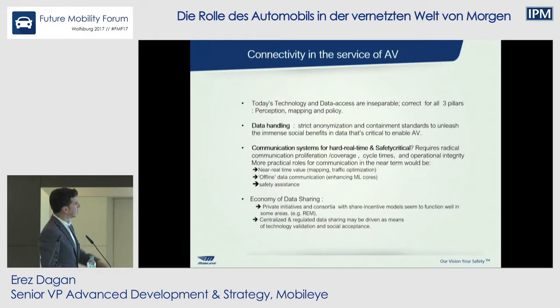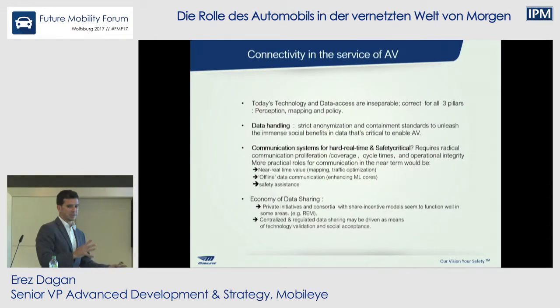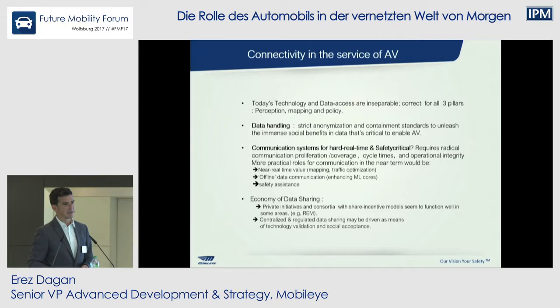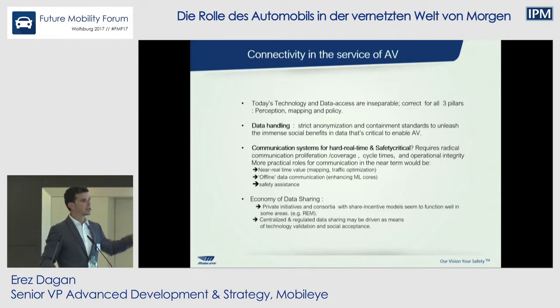So, connectivity in the service of AV, and I know it's a bit one-sided. Let's start with what's not mentioned here. Autonomous driving makes the vehicle a huge sensor. A huge sensor is a driver for the data market, and the data market will drive connectivity. So there is an interplay the other way.